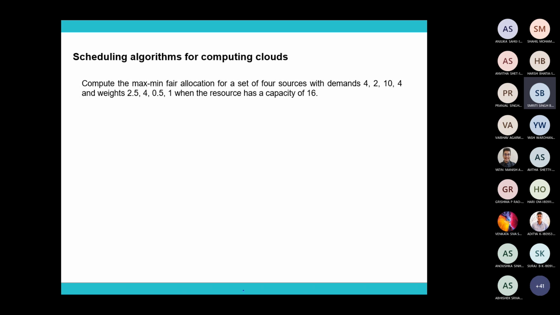Sorry, I think four for the first user. Sir, there are four people, so 16 divided by four. No, here we are talking about weighted max-min. According to the weight you have to allocate. It is not an equal distribution.